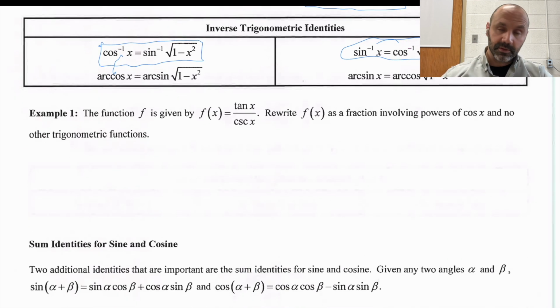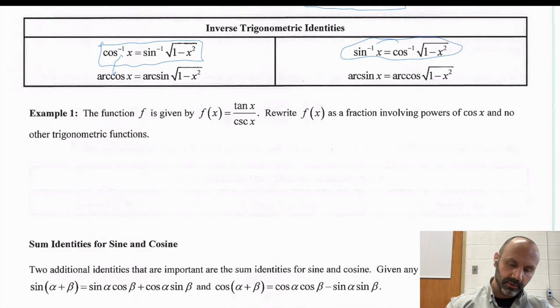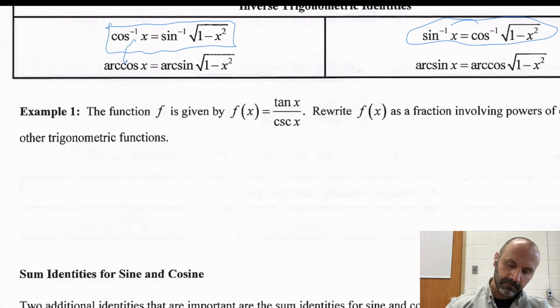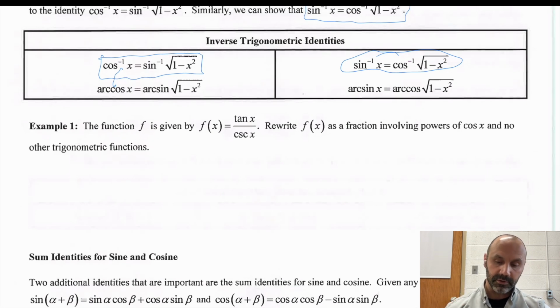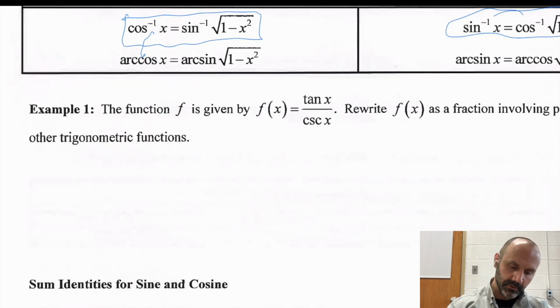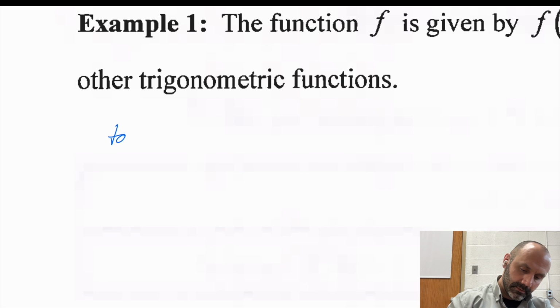So here's an example of something that you might see. The function is given by f of x is tangent over cosecant. Rewrite this as a fraction involving only powers of cosine and no other trig functions. Okay, interesting, right? So tangent of x over cosecant of x. So what is that?